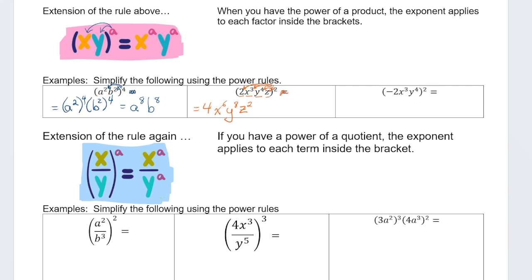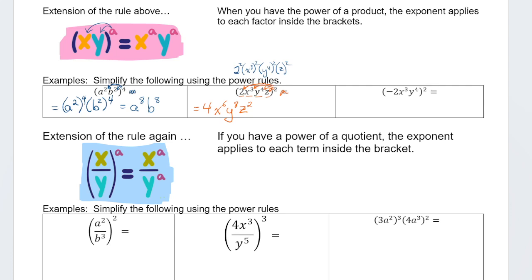And if that's a lot all at once, this is a video. You can always rewind it and go through my logic. Look at the one before, see how everything applies. It's the same idea. We'd have 2 squared, and we would have x cubed squared, and y to the 4th squared, and z squared, essentially.